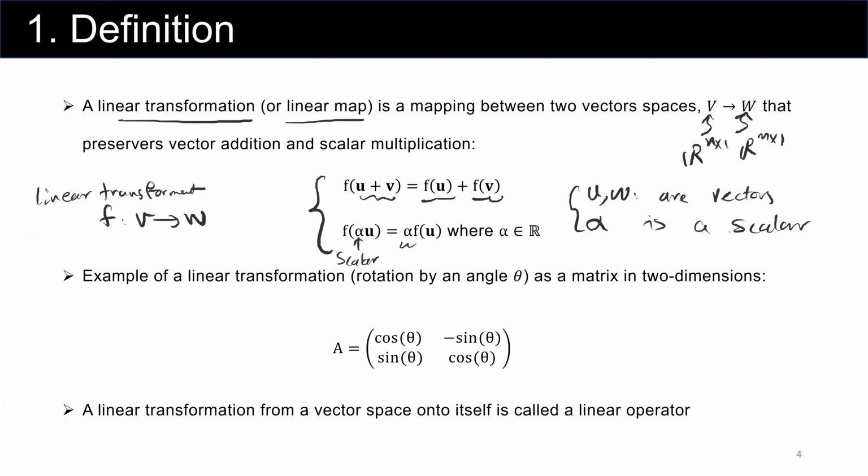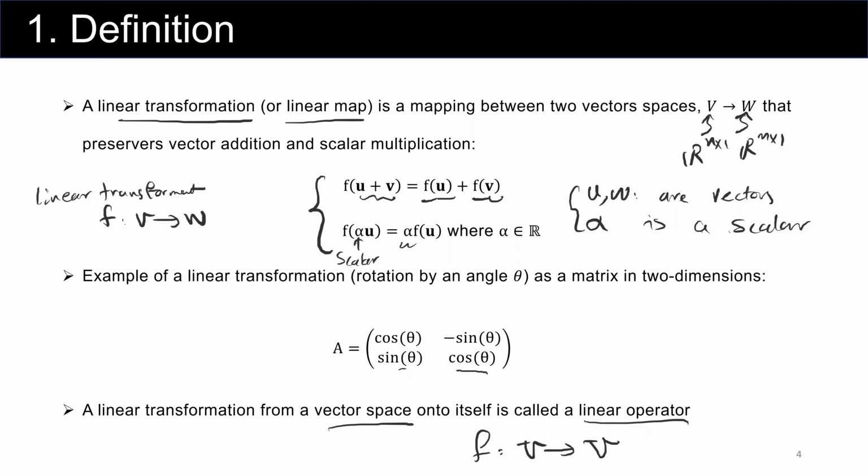An example of a linear transformation is rotation by angle theta as a matrix in 2 dimensions. Matrix A is equal to cosine theta, minus sine theta, sine theta, and cosine theta. A linear transformation from a vector space onto the same vector space is called a linear operator. So f from V to V is a linear operator.